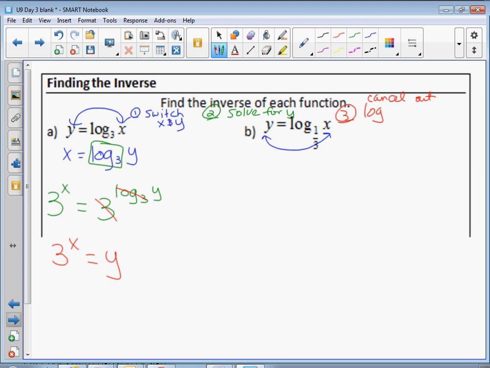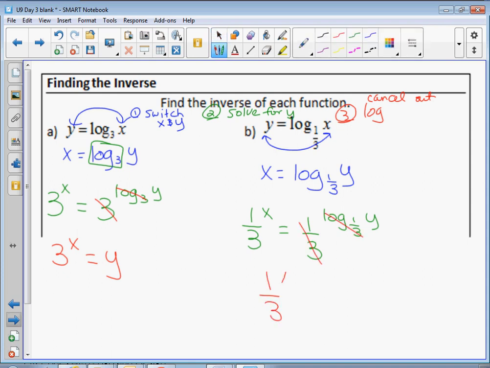Step number 1, switch x and y. So x equals a log base of 1/3 of y. Get y by itself, so I want to use a base of 1/3 on both sides. Cancel out the log, and we have 1/3 to the x equals y. So we found the inverse of those log functions.